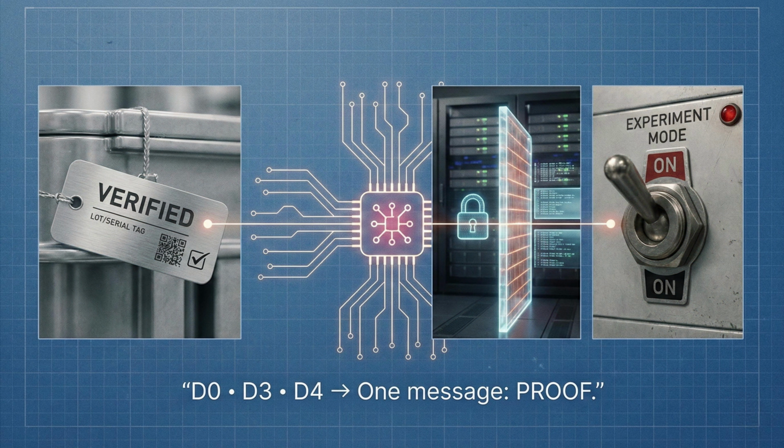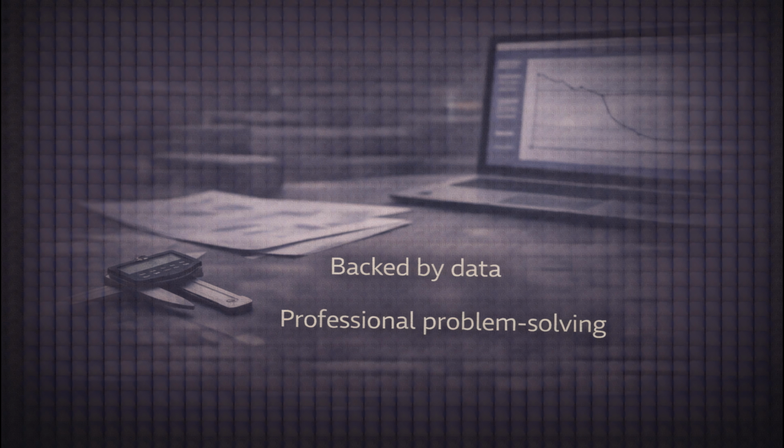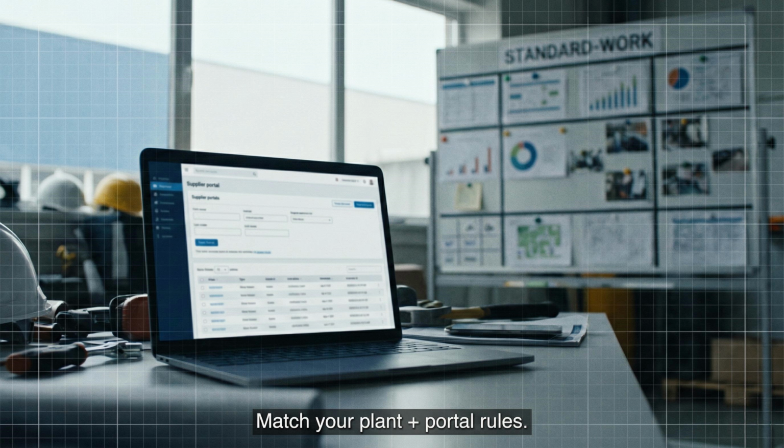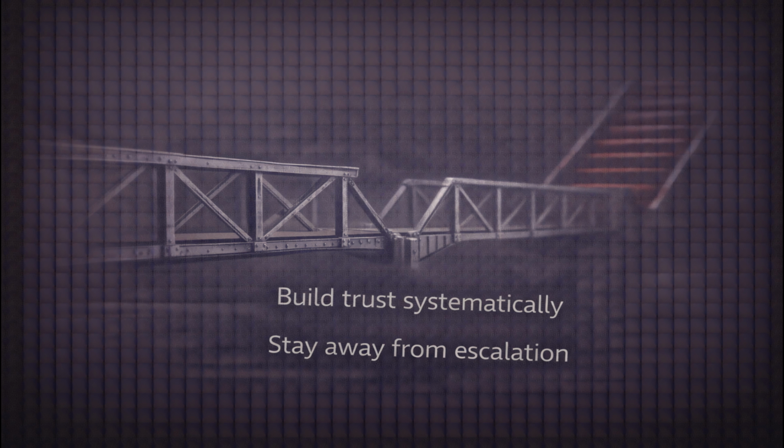D0's clean point, D3's firewall effectiveness, D4's on-off tests, they all send the same message. This team's word is backed by data. They're professional, and they can solve the problem for good. If you tailor this flow to your plant's language and your customer portal's rules, you won't just fill in an 8D, you'll systematically build trust with your customer. That trust makes collaboration easier and keeps you away from escalation paths nobody wants.